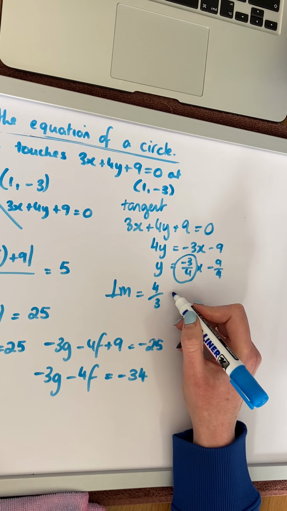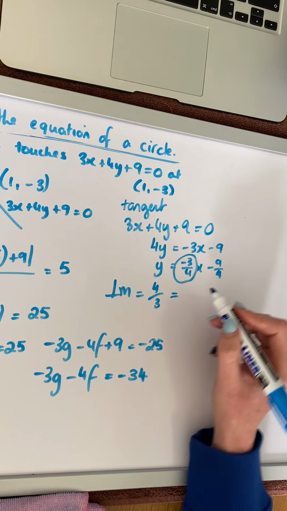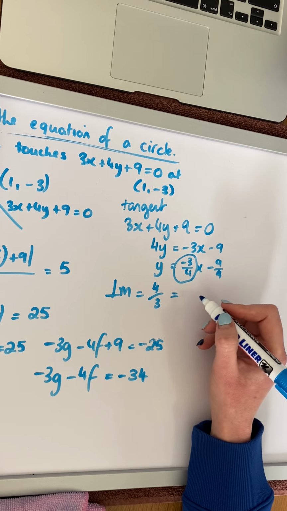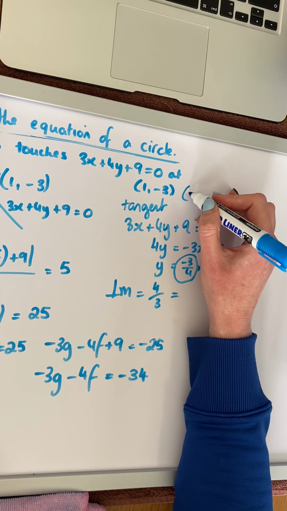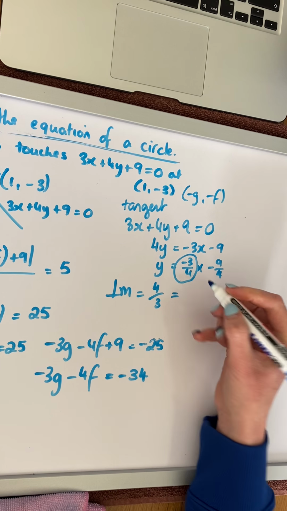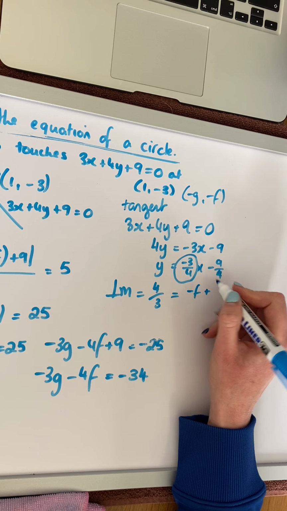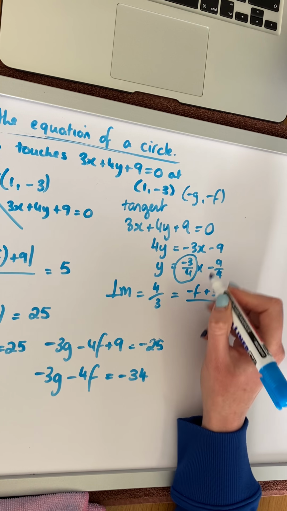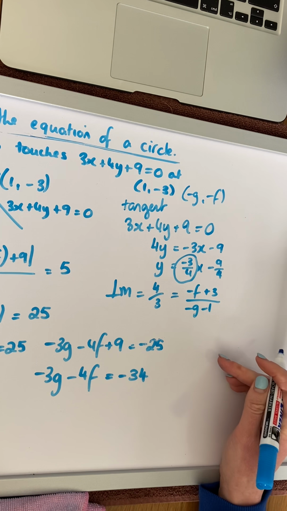So we know that the slope is equal to y2 minus y1 over x2 minus x1, and from that we can form the equation. So looking at our point P, which is (1, -3), and our center point, which is (-g, -f), we can look at y2 minus y1, so minus f minus minus 3, which is plus 3, over minus g minus 1 is equal to 4 over 3.